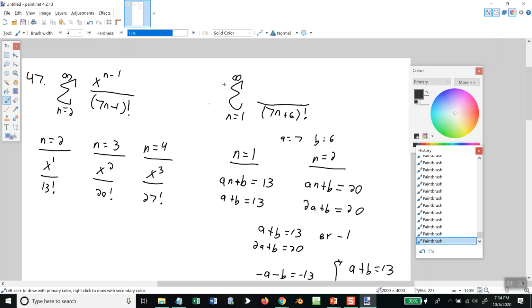I need it to be x to the first, x squared, x to the third. So this would be x to what? N. Because if I plug in n equals 1, I'm going to have x to the first, which matches that. If I plug in my next one, n equals 2, that gives me my x squared and so on. So this would be our answer. Questions on that one?